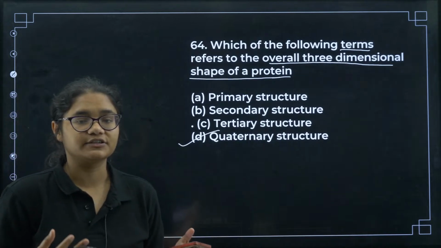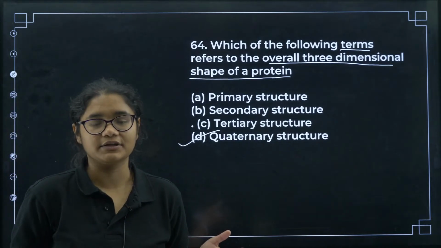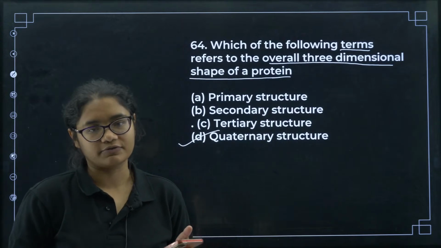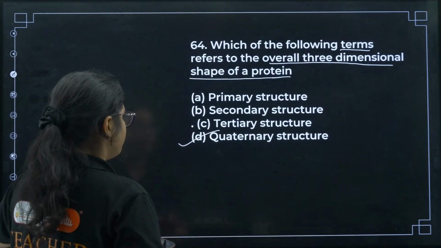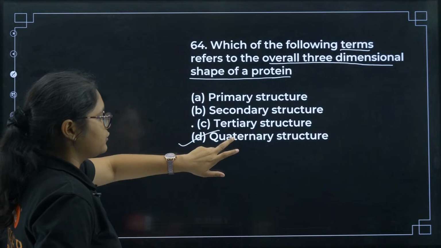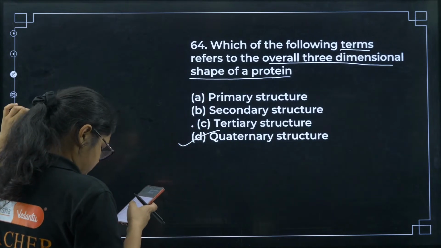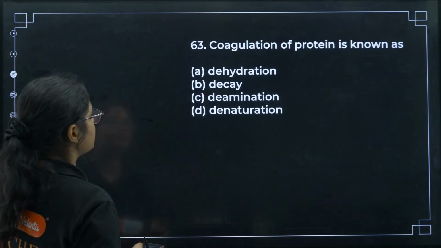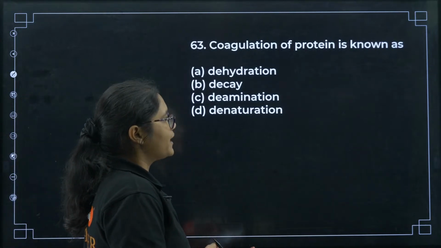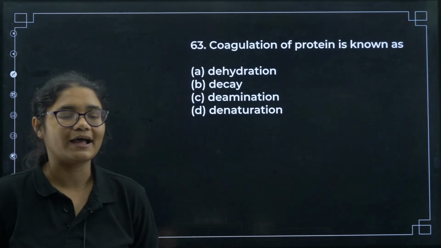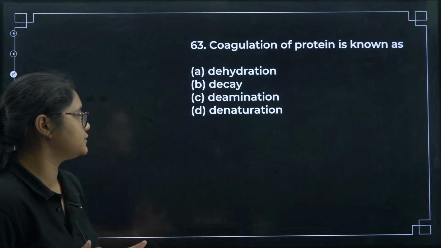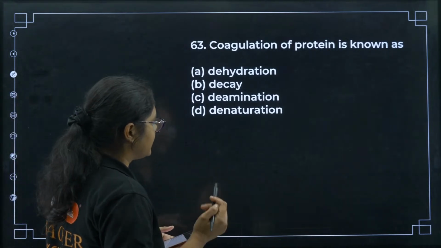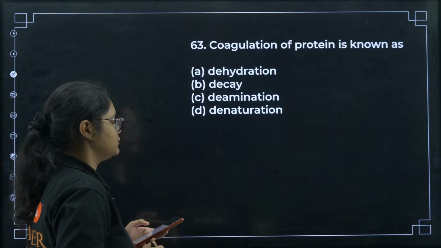Okay, quaternary structure gives you the three-dimensional particular arrangement of the molecule. Okay, overall shape of the molecule or protein is given by quaternary structure. Yes, Kushi is correct here. Next, question number 63. Coagulation of protein is known as dehydration, decay, deamination or denaturation.